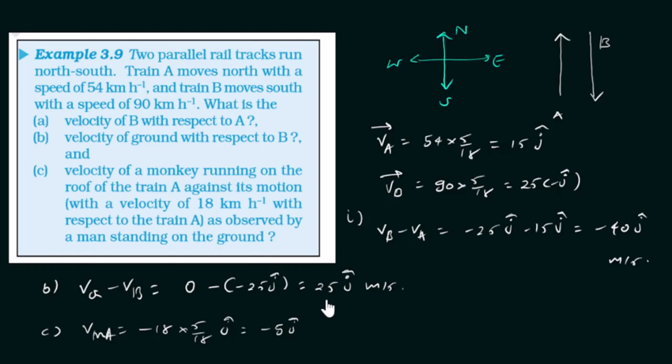So what will be the monkey speed with respect to ground? Here we are given minus 5 j cap. So we have to find VMG. This is basically VM minus VG. I can write it as plus VA minus VA. So this will be VM minus VA plus VA minus VG, velocity of A with respect to ground.